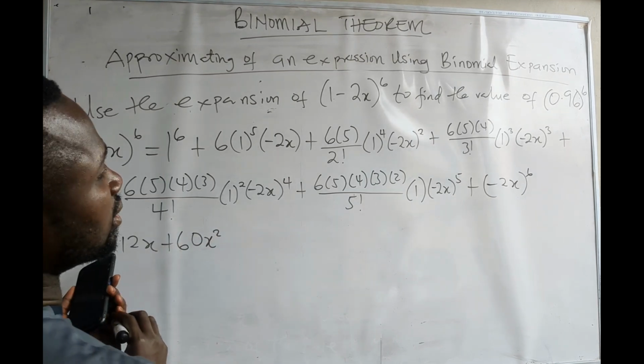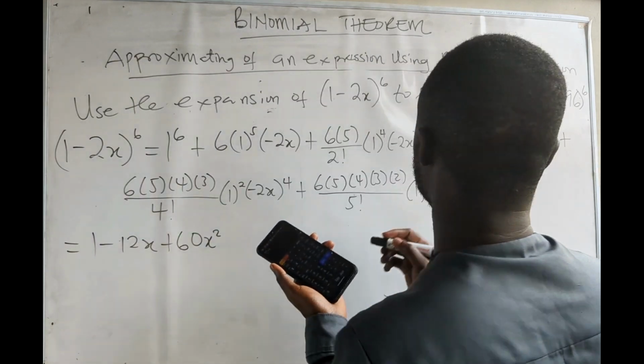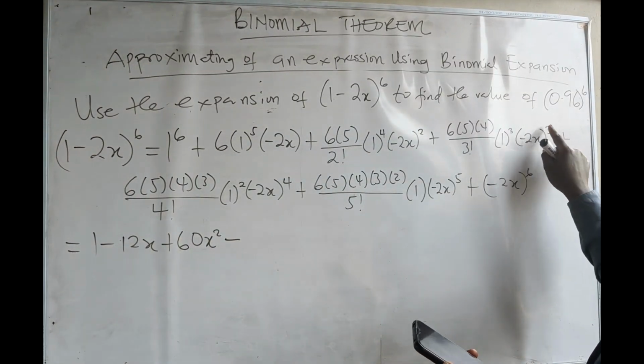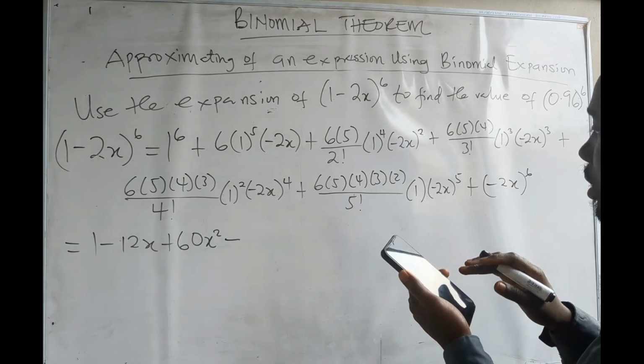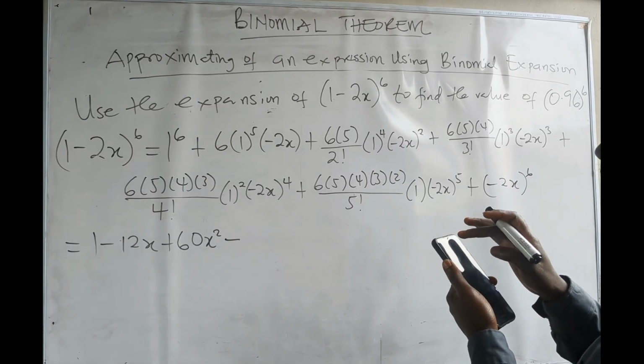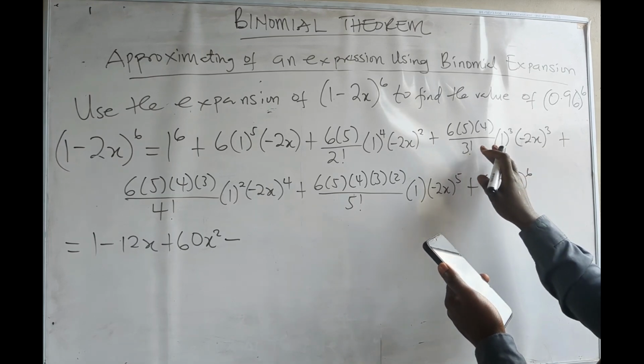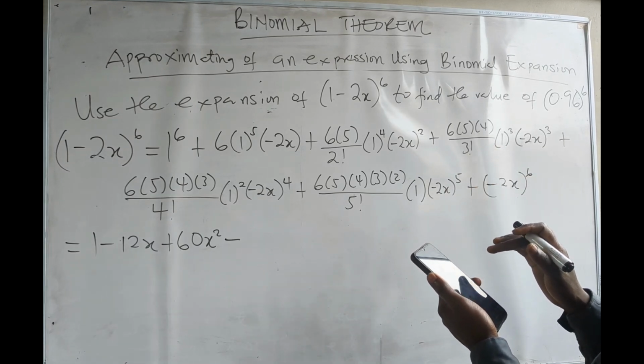Then this one will give us minus, because the exponent is odd. So that will be 6 times 5 times 4 over 3 factorial.